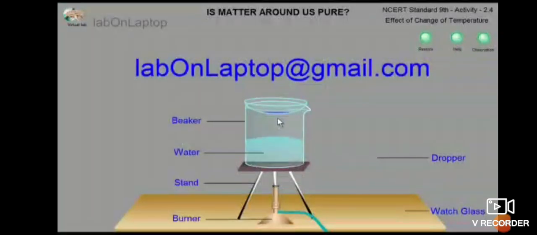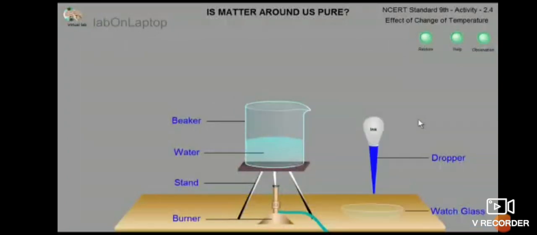So the remaining residue which is present on the watch glass is the residue of the ink. In this way we can separate mixtures which are in liquid form. Both the mixtures are in liquid form, and we can use this type of method. Okay students?